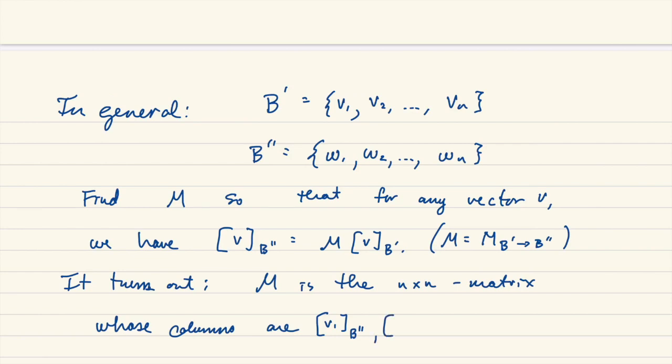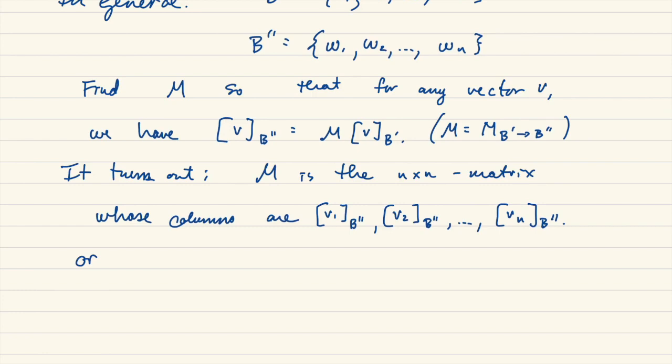So the first column in M is going to be the vector V1 with respect to B double prime. The second column in M will be the vector V2 with respect to B double prime. All the way out, the nth column in M is going to be the vector Vn with respect to B double prime. And so sometimes we write this matrix M as the matrix whose columns are V1 with respect to B double prime, V2 with respect to B double prime, all the way out to Vn with respect to B double prime.